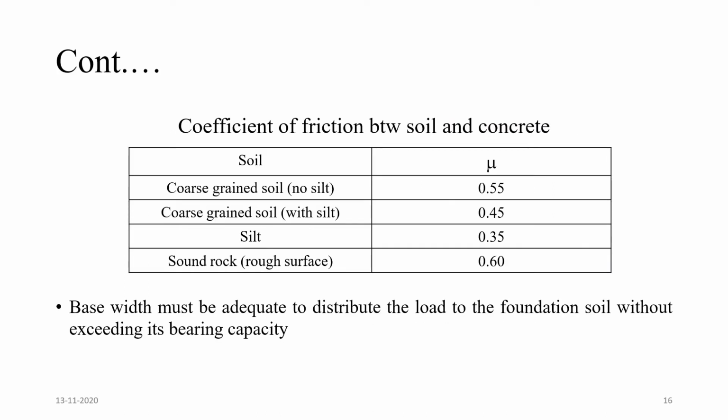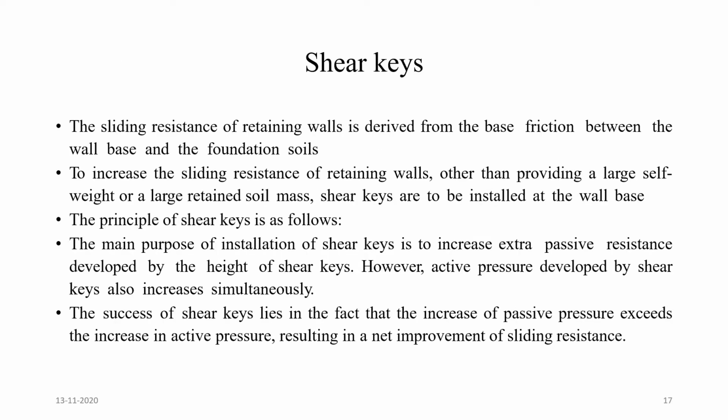This is the coefficient of friction, that is mu. The values are given. If the soil is coarse grained soil, mu is 0.55, and coarse grained soil with silt, it is 0.45, and silt it is 0.35, and sound rock or rough surface it is 0.60.